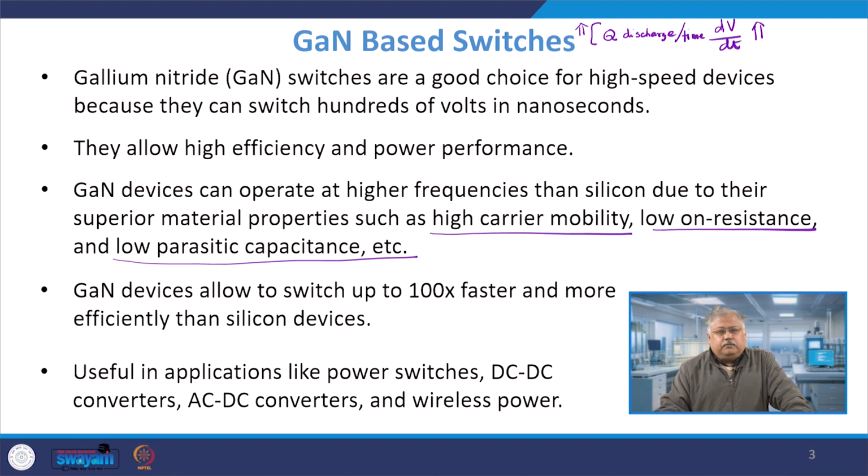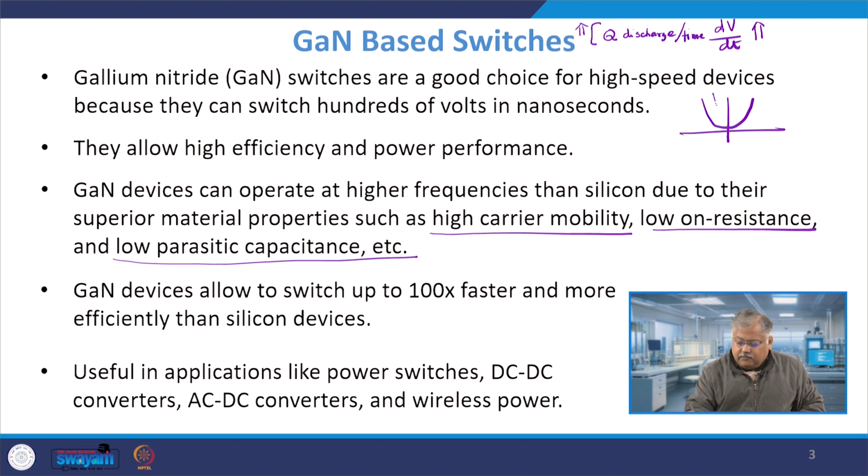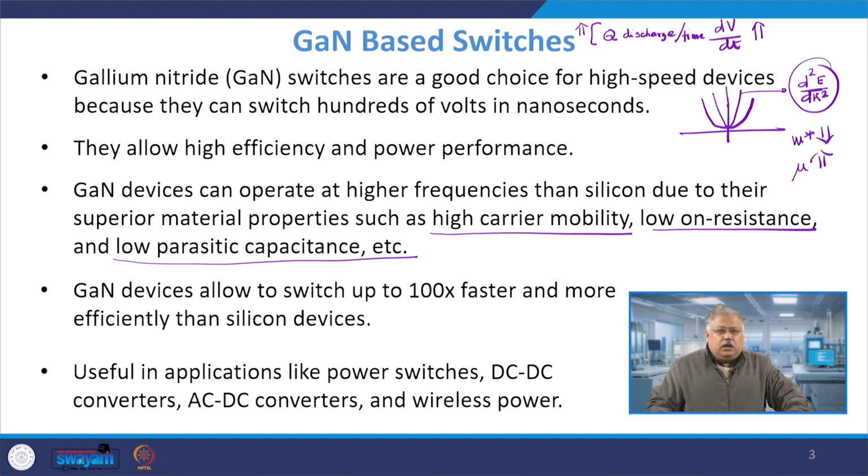Now, why does it have a high carrier mobility? You can go back to basic device physics and look at the E-k diagram of a 3-5 semiconductor, and you will see that its m star value is relatively small because of a steep E-k diagram, right? If you plot E versus k for silicon, and if you plot it for gallium nitride, it becomes steeper, and therefore the second derivative of this is much larger, which effectively means that my m star comes down. The effective mass goes down and my mobility becomes higher. A low on resistance is again because of the same reason, its high carrier mobility. Moreover, it has low parasitic capacitances because of the very nature of gallium nitride devices.